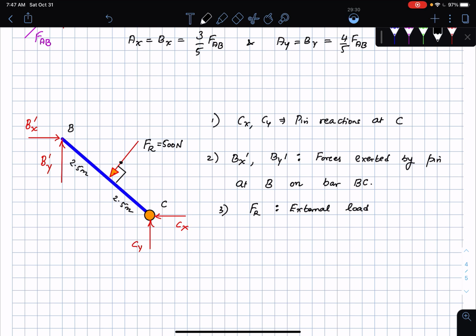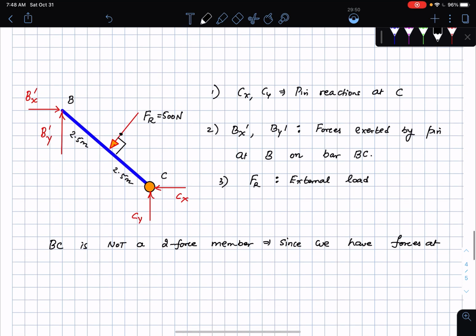Okay, so this is not a two-force member now. BC is not a two-force member, since we have forces at more than 2 points on BC. Okay, so which is why I'm saying that this is a frame, because there is a force acting on a point which is besides the point B and the point C. Okay, so this does not let us make some simplifications, unfortunately, but let's move on.